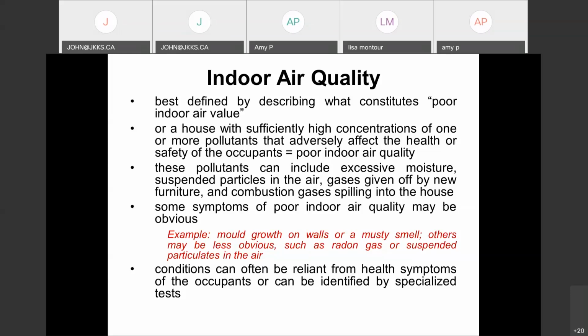So I indicate here that maybe some symptoms of poor indoor air quality may be the obvious: mold growth on the walls or the musty smell. Or others may be the less obvious, such as the radon gas or those suspended particles in the air. Well, we talked about the suspended particles in the air creating the ghosting as an example. Again, going back to some basic building science. Everybody may have different susceptibility or comfort level when it comes to the health and systems of the occupants within the house.